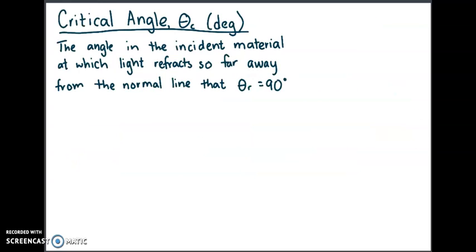So, definition for critical angle. This is the angle in the incident material at which light bends so far away from the normal line that the new angle, the refracted angle, is 90 degrees. When you substitute the critical angle into Snell's law in your calculator, it doesn't work. You can try to use ni sine theta sub I equals nr sine theta sub r. But when you substitute this into your calculator, you get an error.